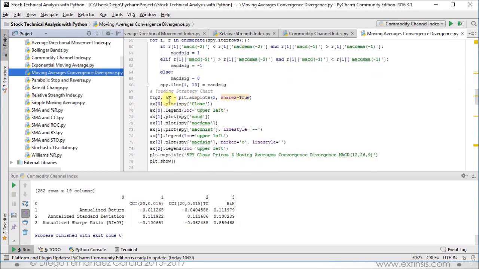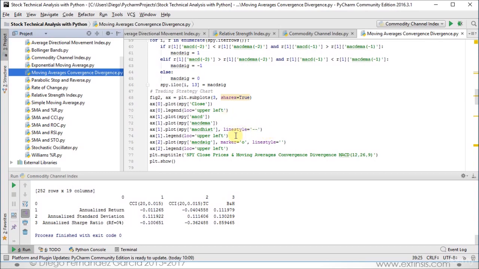Fig2, AX or axis equals PLT dot subplots, 3 of them that share an X axis as true. The first one at position 0, it's going to be our close prices and their legend located at the upper left. Then we have the second subplot below those prices, and we're going to plot our MACD, then its EMA or signal, and finally the MACD histogram with a line style dash so that we can differentiate from the two above.